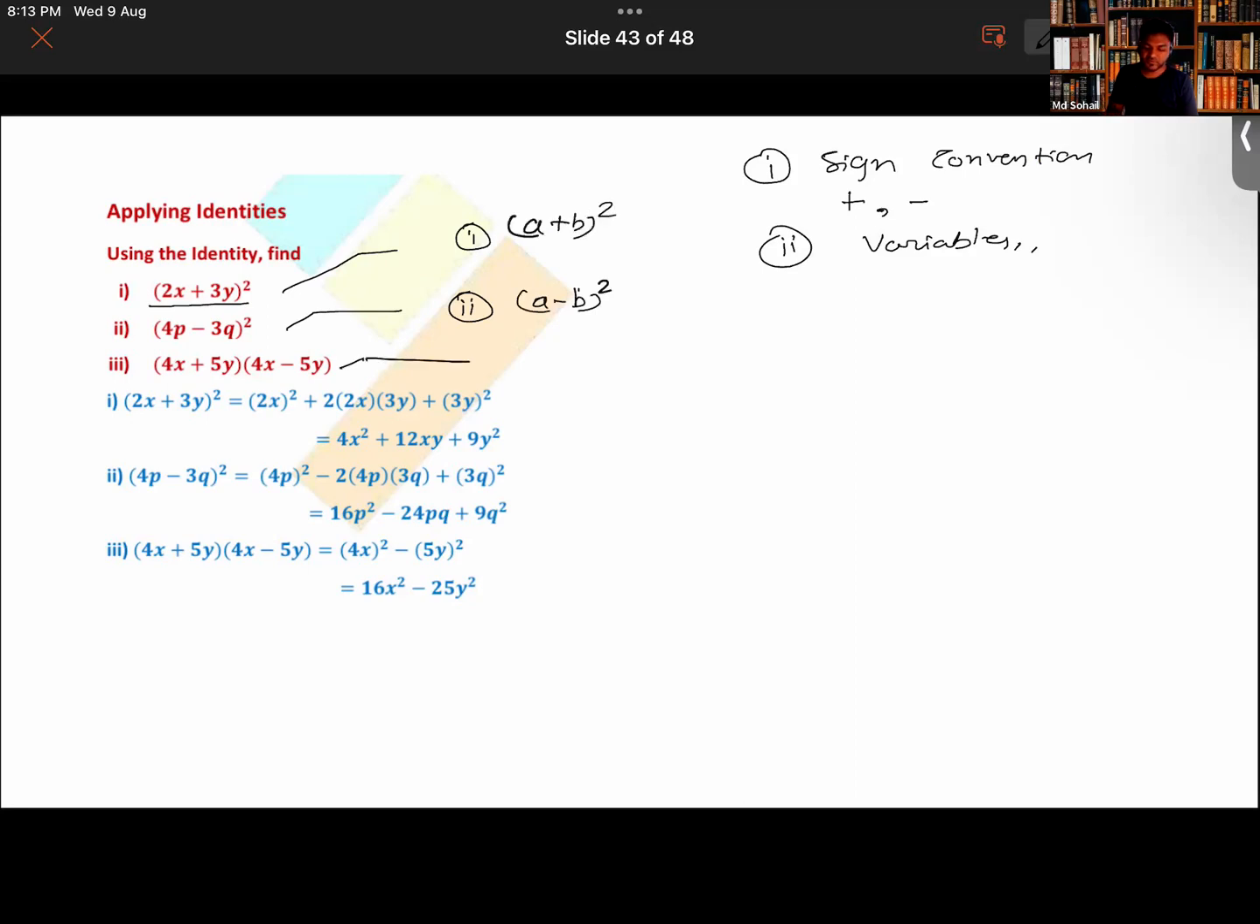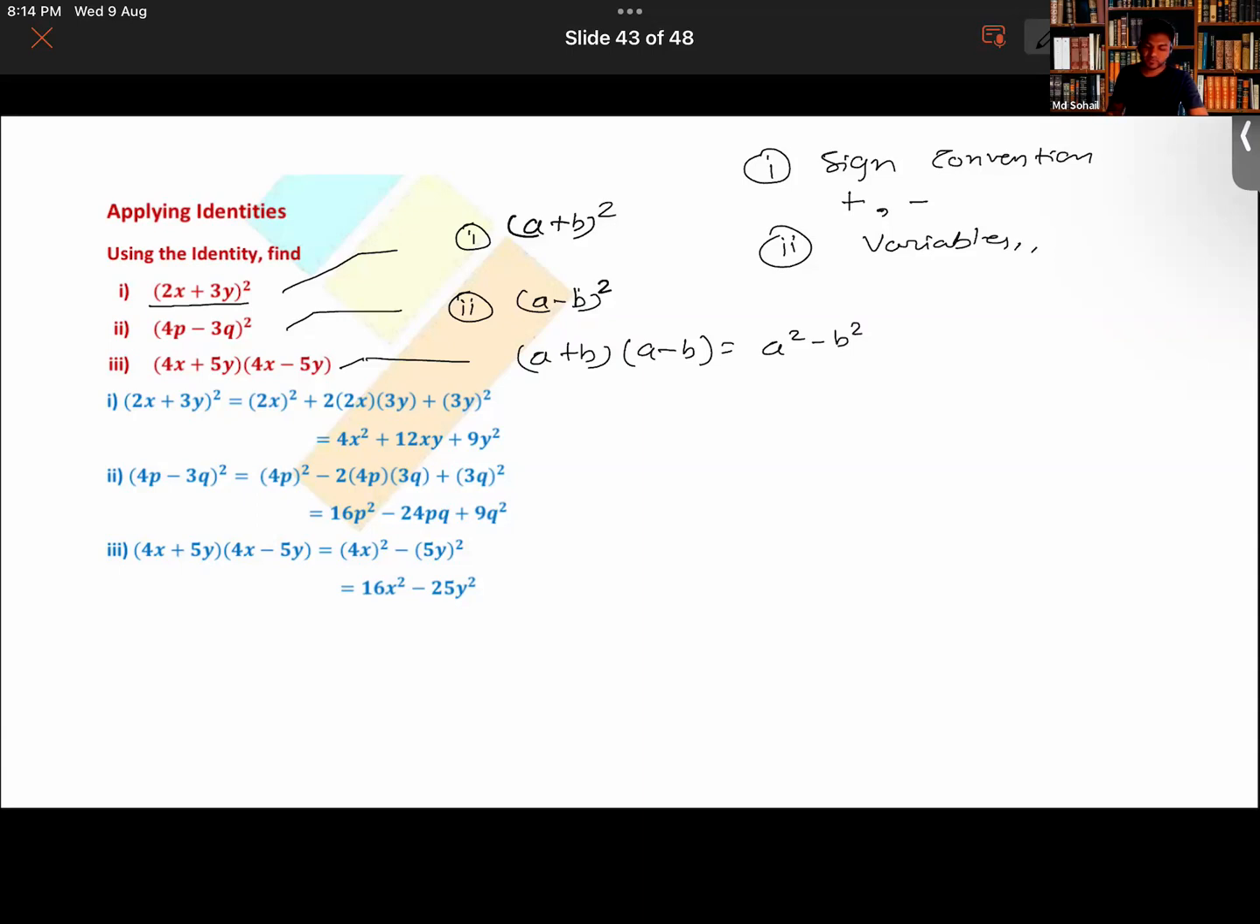And for the last one, the third one, that is a plus b into a minus b, which is equal to a square minus ab plus ab minus b square. Right, so that is how we are solving it.